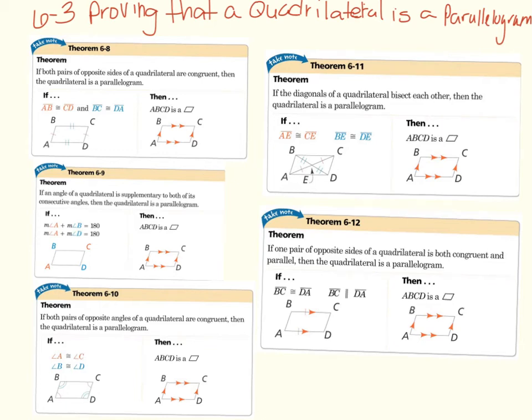Hey guys, this lesson is 6-3, proving that a quadrilateral is a parallelogram. We're going to use the knowledge from the previous lesson, the properties of a parallelogram, and basically we're going to show, based on the information that we're given, that the quadrilateral that we have is actually a parallelogram.